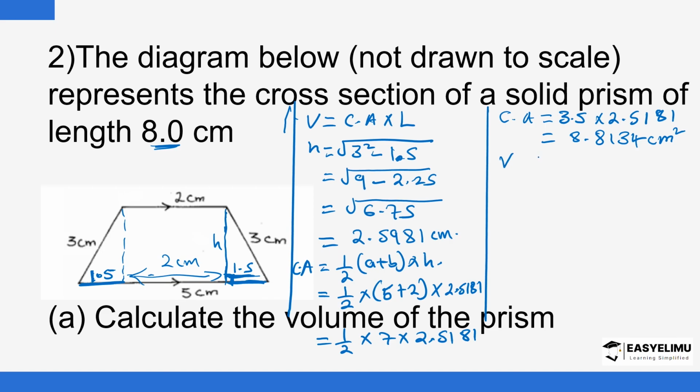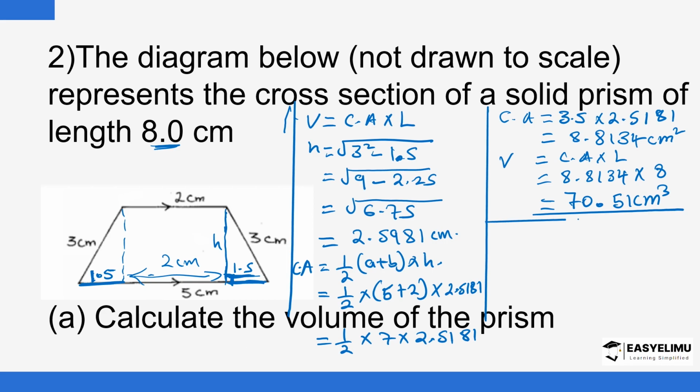That is in square centimeters. The volume should be the cross-sectional area, which you have calculated, times the length. So the cross-sectional area is 8.8134, and you multiply by the length, which is 8. Again, if you use the long multiplication method, you should be able to get 70.51. So that is how you go about it. It's doable. It is something that is manageable.